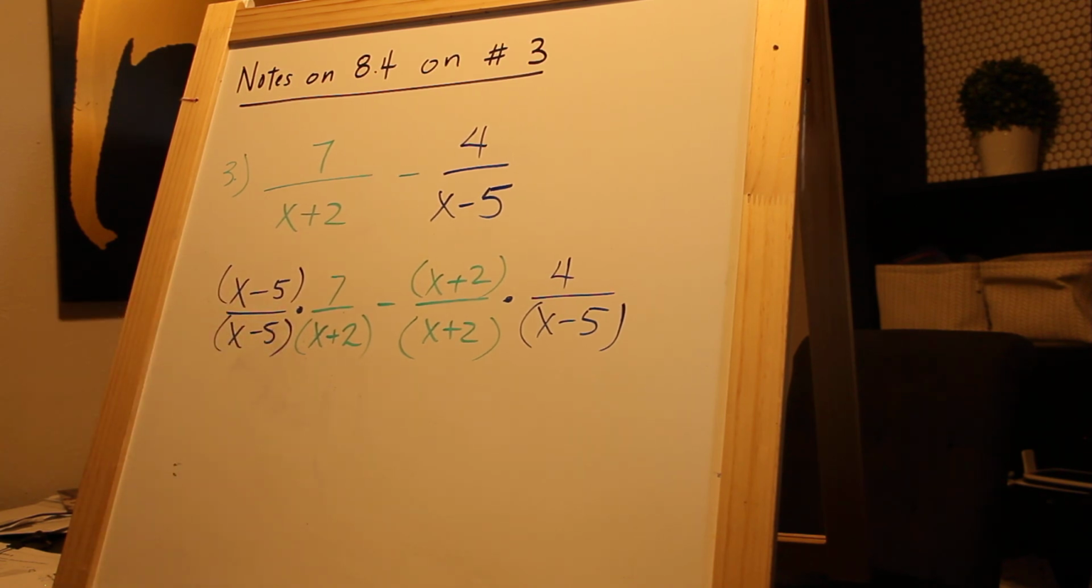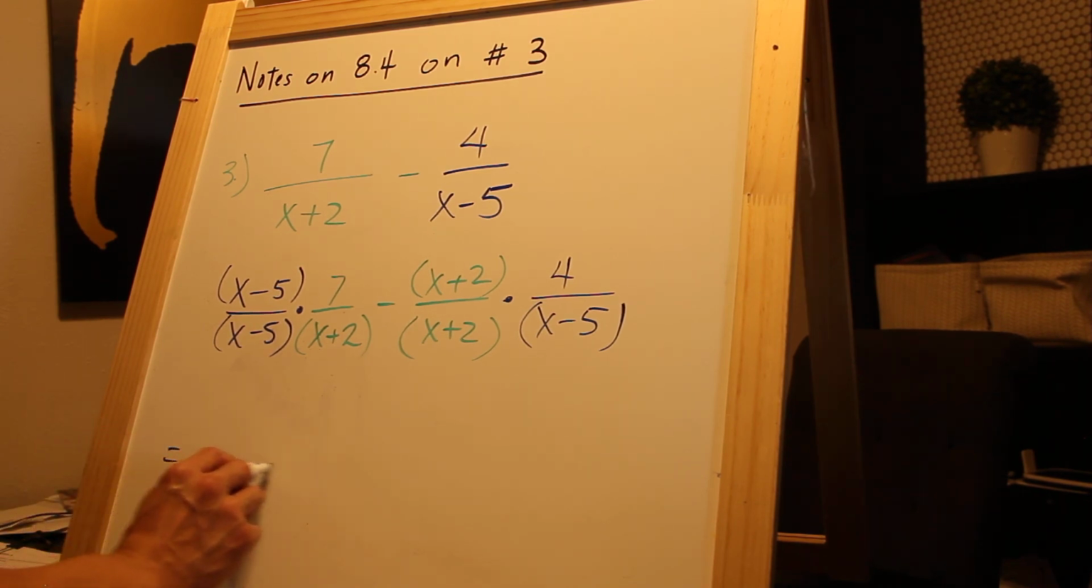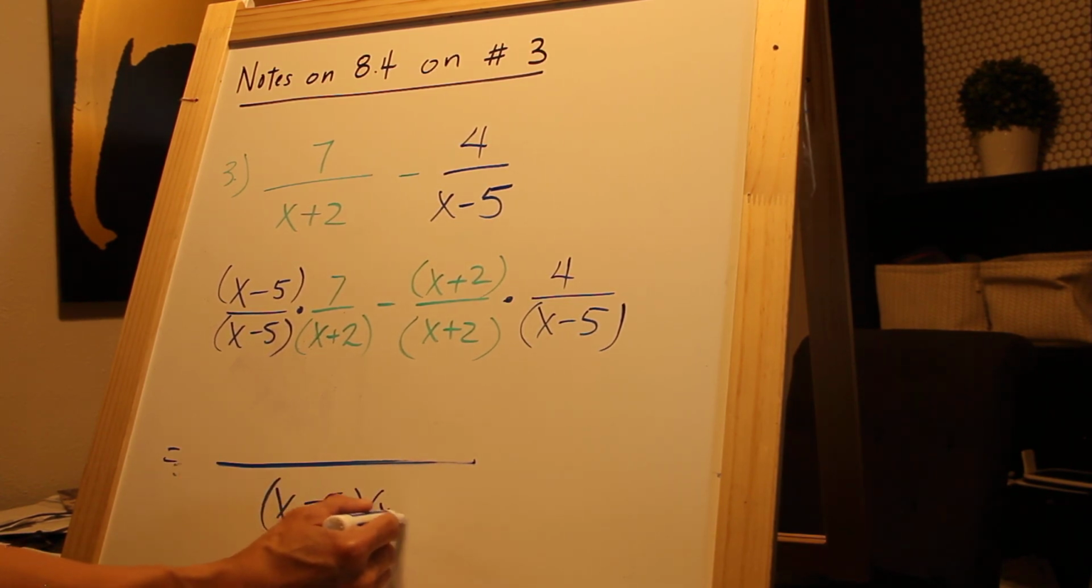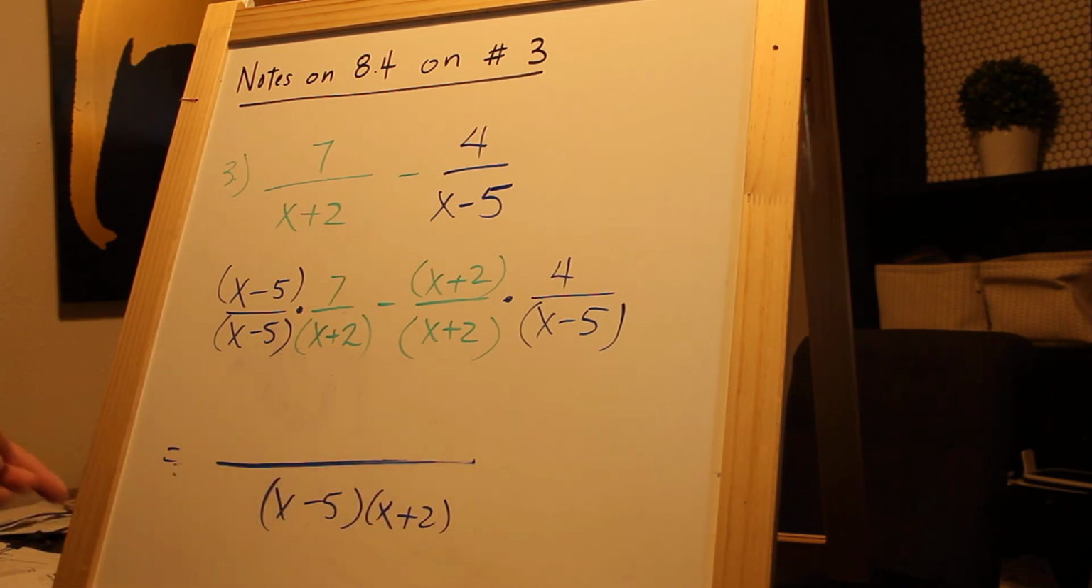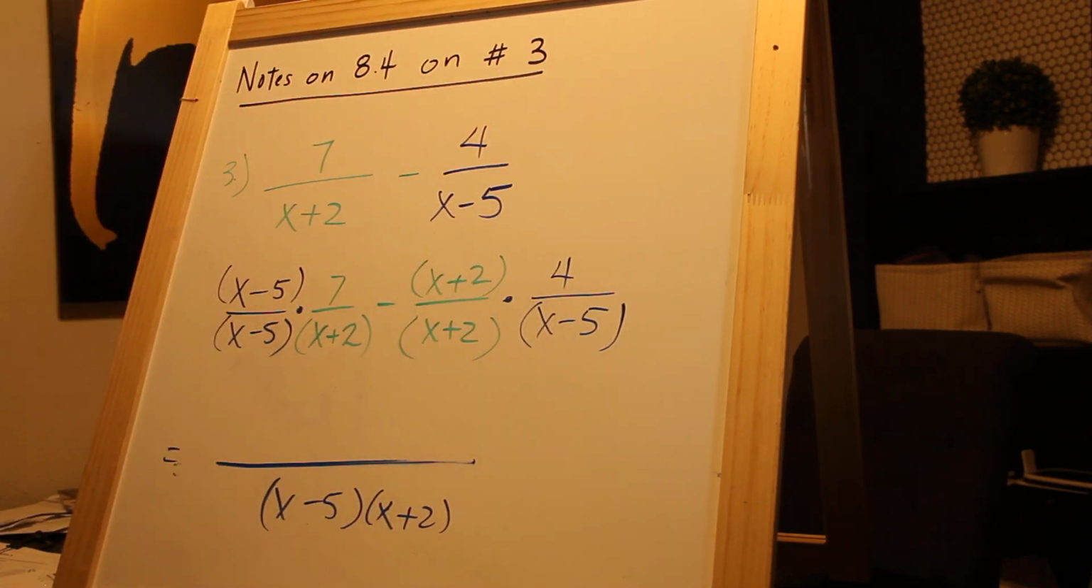So from here, I think I'll let you guys go ahead and tackle this problem on your own here. Okay, just remember your denominator is going to be x minus 5 times x plus 2. Go ahead and distribute appropriately for each fraction, and then combine like terms and see what you get. Okay guys, good luck.